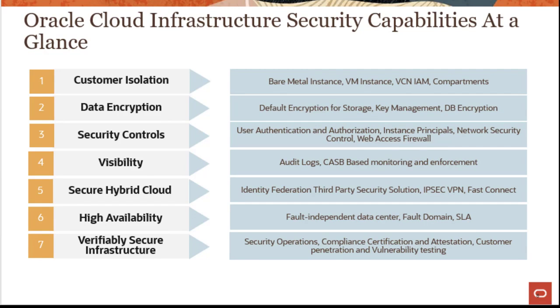So what security capability does Oracle provide for these different 7 pillars? Looking back at customer isolation, bare metal instances and VM instances are all isolated from each other. Then we have VCN and IAM policies. VCNs provide network level isolation, IAM policies provide secure control, and compartments provide isolation within a customer account. So if a customer has multiple departments, we can use compartments to provide isolation for resources for these different departments. For data encryption, storage is encrypted by default: object, block, and file storage services are all encrypted. Key management services are provided, and databases are also encrypted by default.